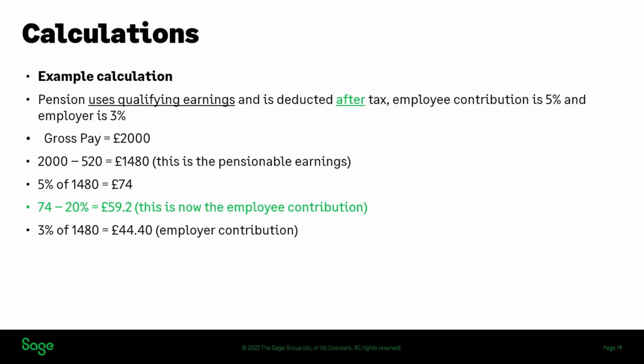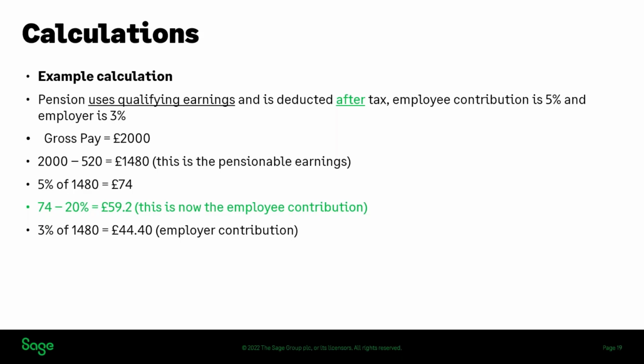We know that it uses qualifying earnings, so we need to deduct that lower earnings threshold, which is 520. That gives us our pensionable pay. For the employee contribution, we then take 5% of 1,480, which gives us the 74 as it did earlier. But because the contribution is being deducted after tax, we then need to deduct a further 20% from that 74, which is the tax relief. They are in essence missing out because it's being deducted after tax. That 20% does get added on to their pension pot, but by their provider. So what they will see on their payslip is £59.20.